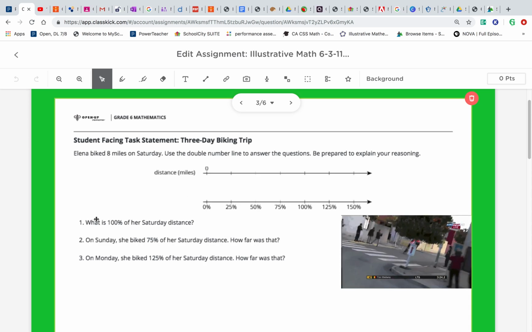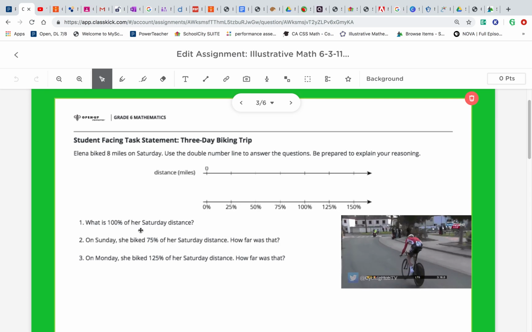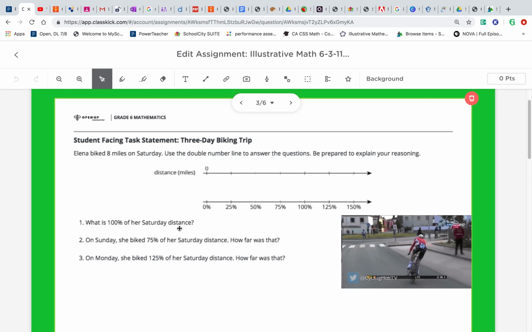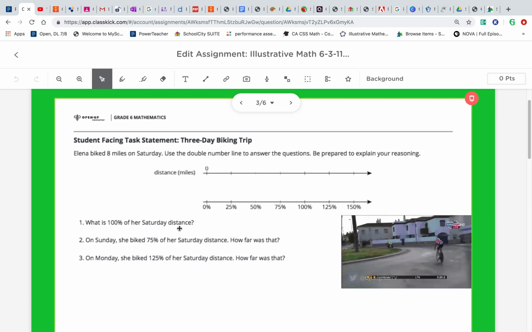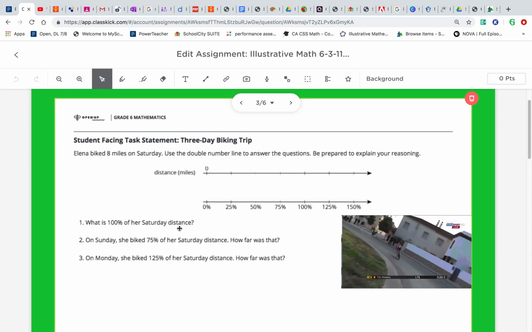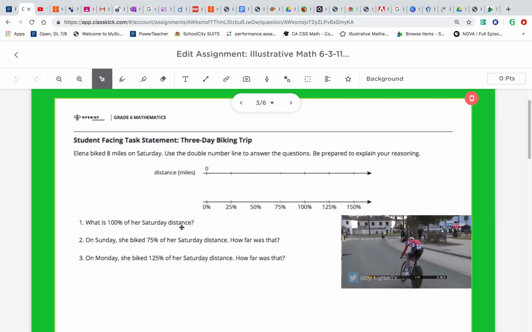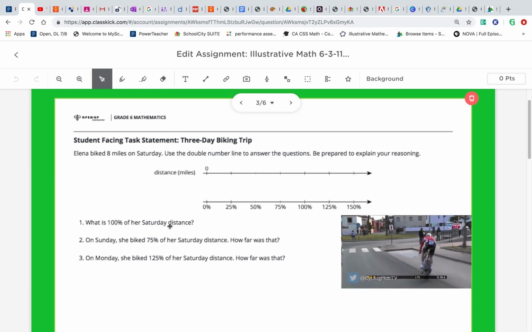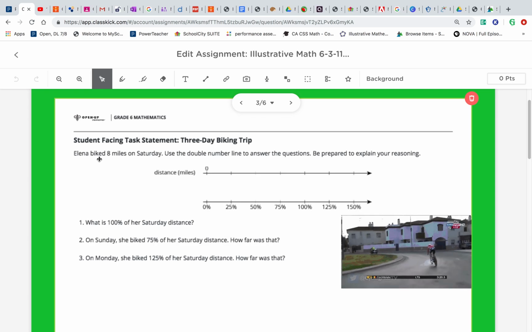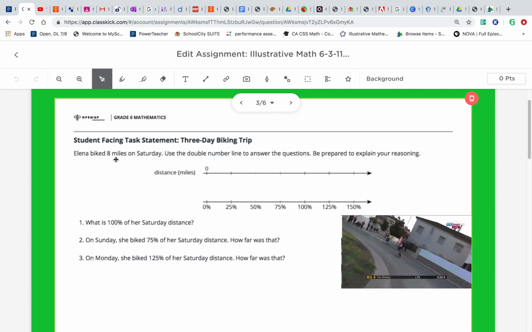Okay, so question number 1 says, what is 100% of her Saturday distance? Well, this is actually very easy if you understand what 100% means, right? 100% means the whole thing. So her Saturday distance, how far did she go? What was the entire distance she traveled on Saturday? They've already told us. It's 8 miles.